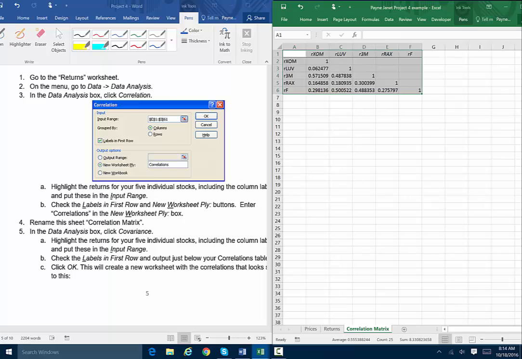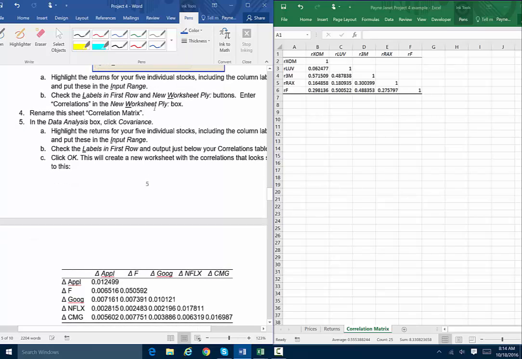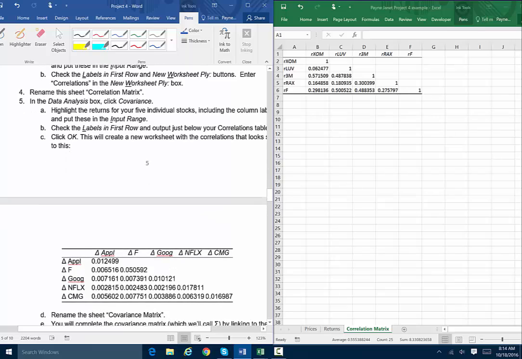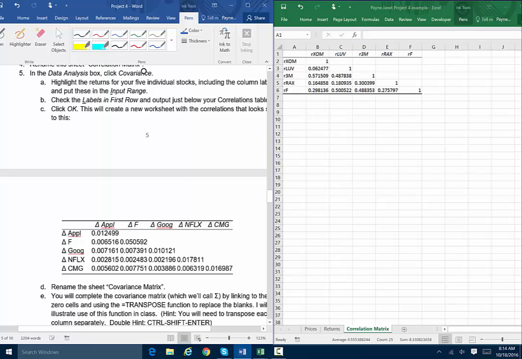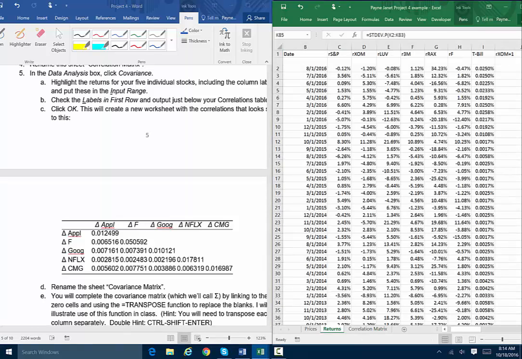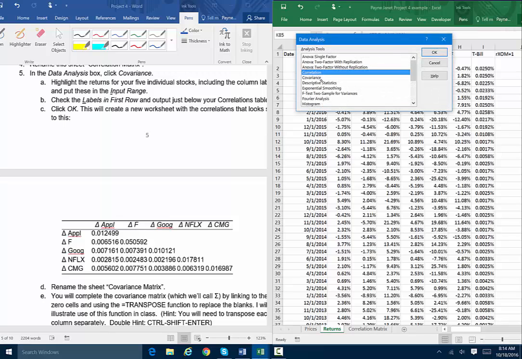So we've got that. And this next step says, so you don't have to do step 4 if you already named the sheet correlation matrix. The next step is step 5. And in the data analysis, we're going to go back to the returns sheet. In the data analysis tab, we're going to choose covariance.